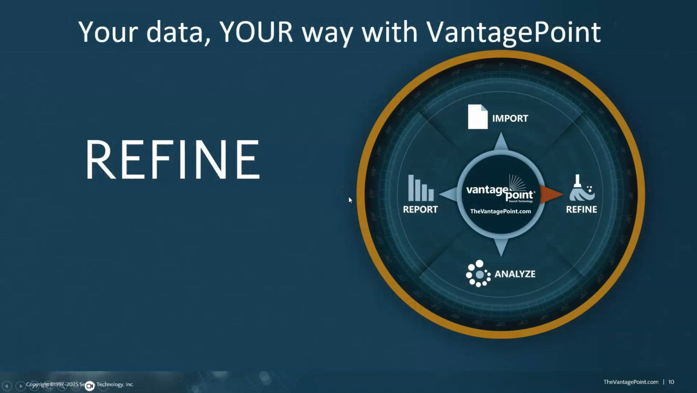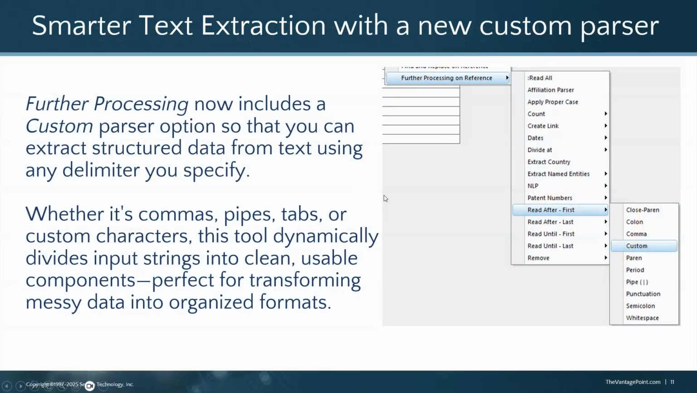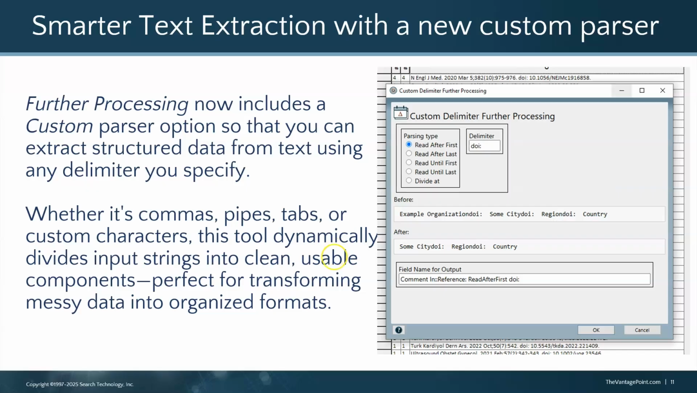Moving on to Refine. This is where you can clean and structure your data, and we've made it smarter and faster. Smarter text extraction with a new custom parser. This lets you extract structured data using any delimiter, commas, pipes, or even custom characters. Perfect for turning messy text into clean, usable data.